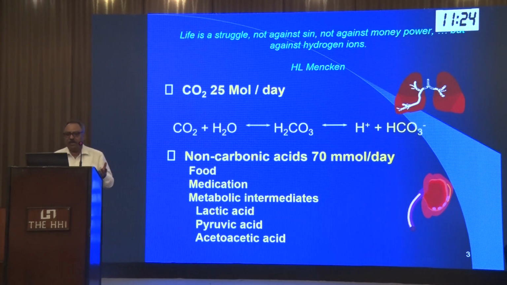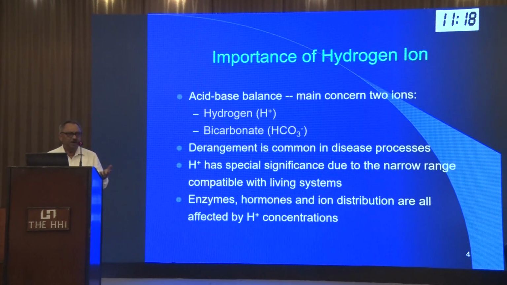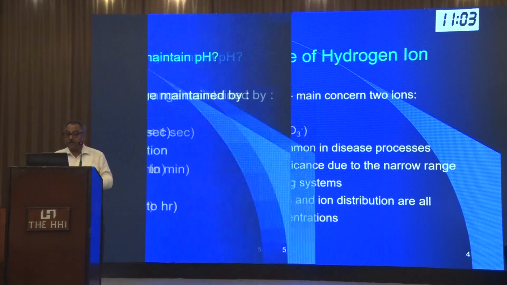These are all we know: CO2 25 millimoles per day and non-carbonic acids 70 millimoles per day. These are all written in the books. In acid-base balance, the main concern is two ions, hydrogen ion versus bicarbonate ion. The jugglery goes on between them. So this is nothing new.